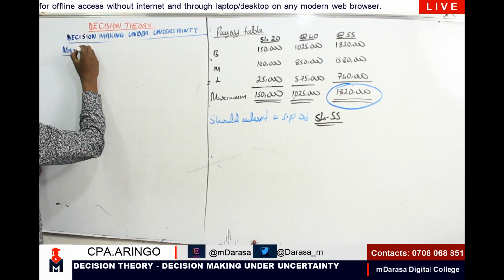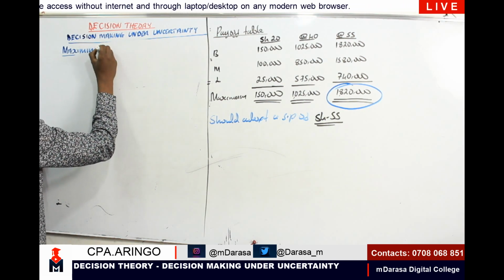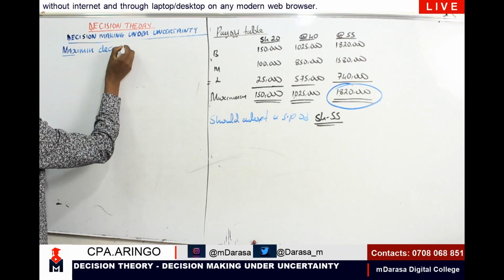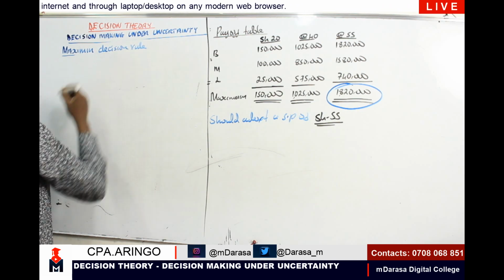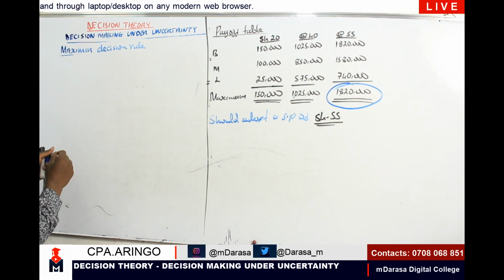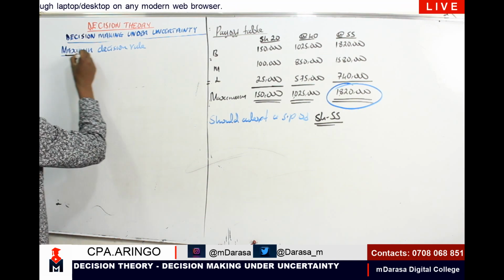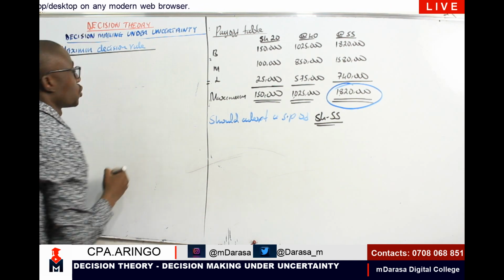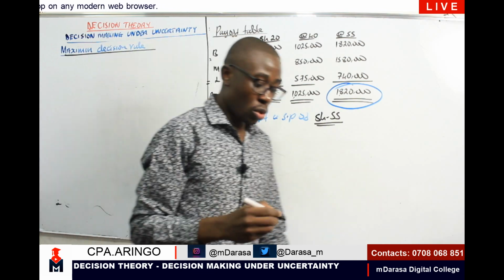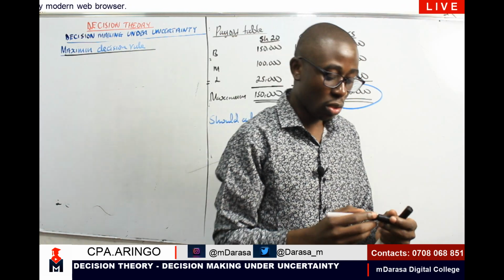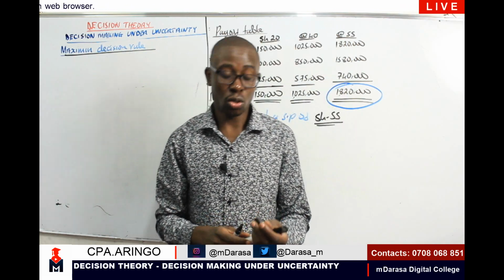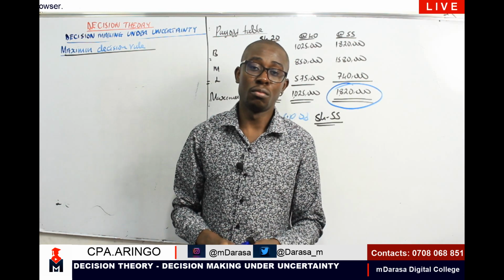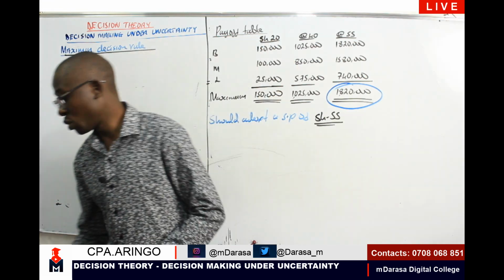So we are having the Maximin decision rule. That is what we are handling today. Looking at the Maximin decision rule, my good students, you will find that it is also a very simple concept, so long as you've mastered the original concept that we gave when we started.